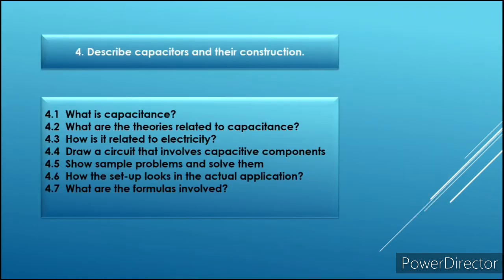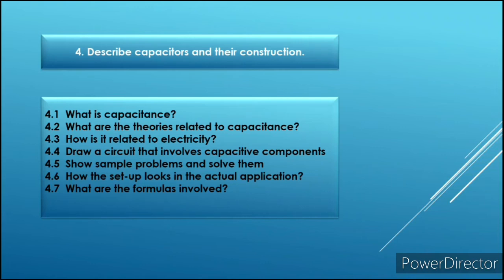For number 4, describe capacitors and their construction. First, what is capacitance? Capacitance is a measure of how well a capacitor can store electrical charge. What are the theories related to capacitance? We have electrostatics, and we have two laws of electrostatics.